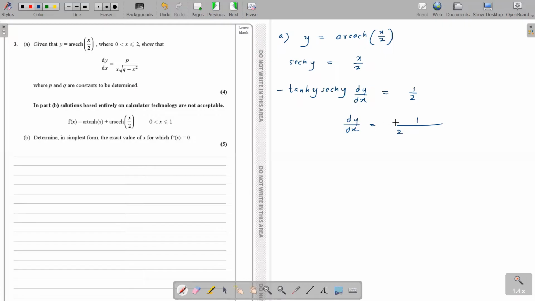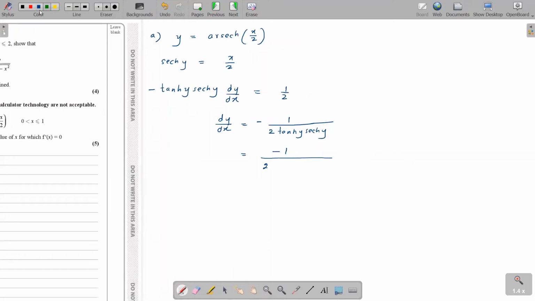Basically, the minus we can take to the other side, as it divides by a minus. We can put the minus in front: minus tanh y sech y. Okay, and then it's time to replace. I'll put the minus on top. How do we replace tanh y? Now, by now we know sech y is given to us as what? X over 2. Can you see?